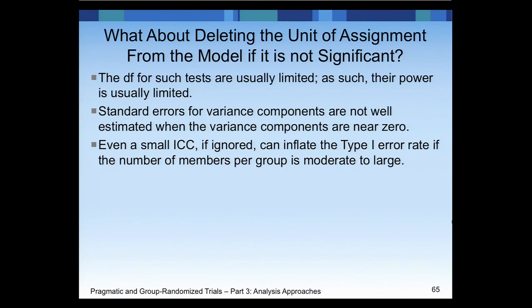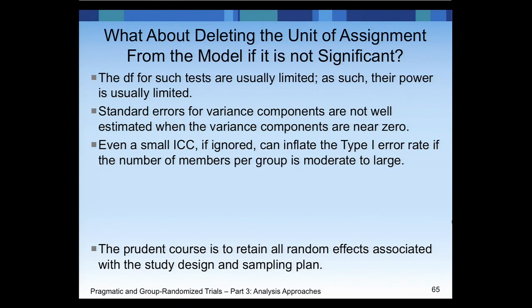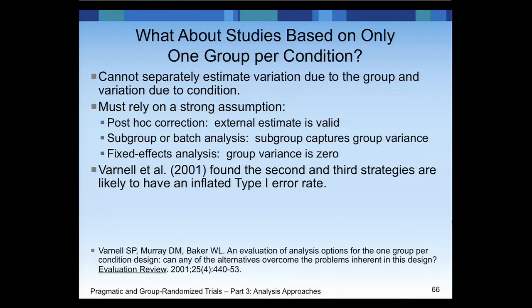The standard errors for the variance components are not well estimated if the variance components are close to zero, as they often are estimated to be, especially in small trials. Even with a small interclass correlation, if we ignore it, we can have type 1 error rate inflation if the number of members per group is moderate to large. And so the prudent course is to retain all random effects associated with the design and sampling plan, even if statistical tests suggest that we might be able to delete them. So I do not recommend deleting them based on tests of significance.